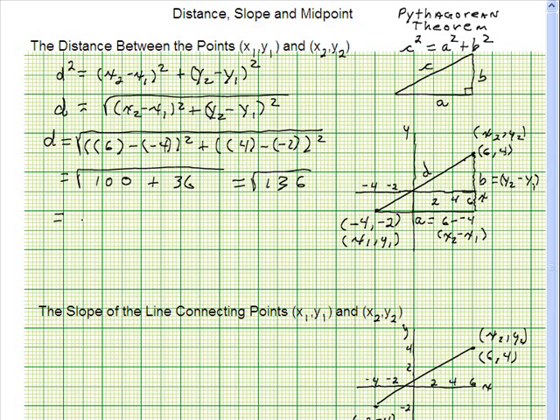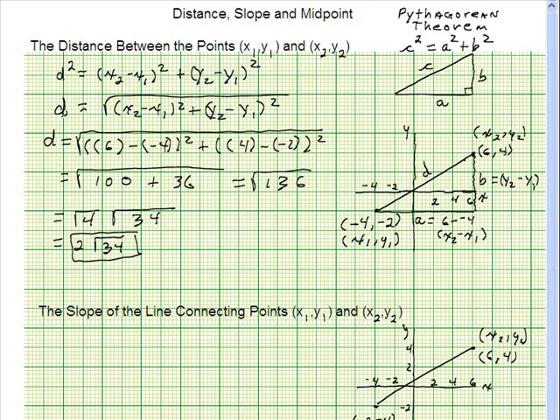136 is the same as 4 times the square root of 34. That is, 4 times 4 is 16, 4 times 30 is 120, add them up, you get 136. And of course the square root of 4 is 2, so this is 2 square roots of 34 in its simplified form. Now that's the Pythagorean theorem.